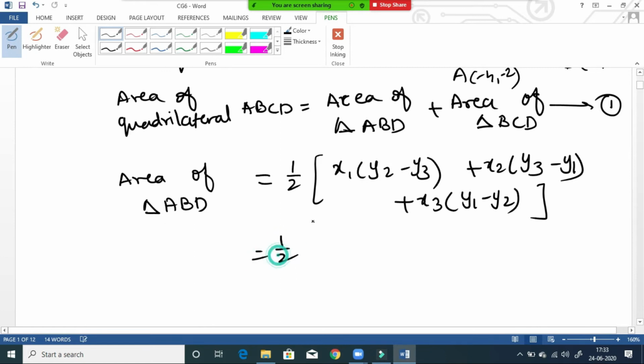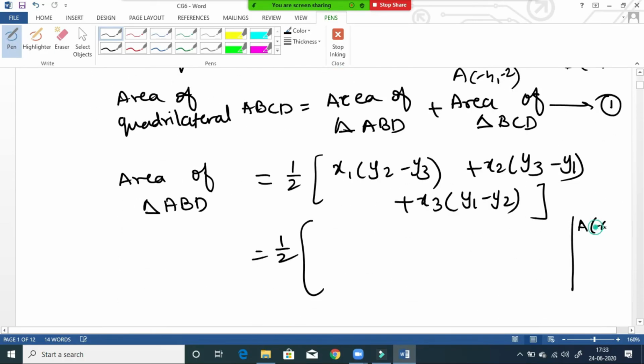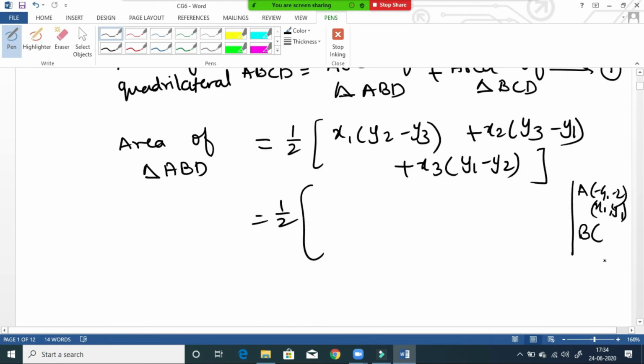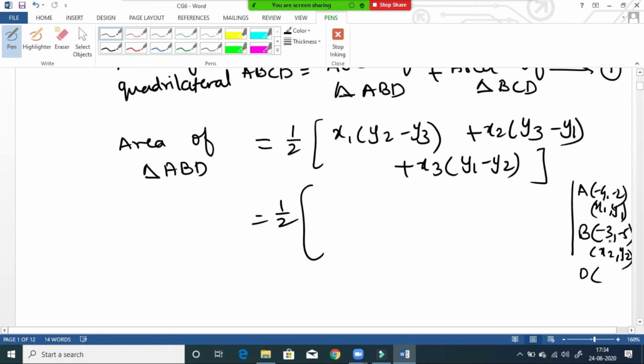So this is equal to half into, now we have to substitute x1, x2, x3 and y1, y2, y3. So A is (-4, -2), we consider it as x1, y1. B is (-3, -5), so consider it as x2, y2, and D is having coordinate (2, 3), so write down here D of (2, 3), that is x3, y3. So we substitute all these values in the above.